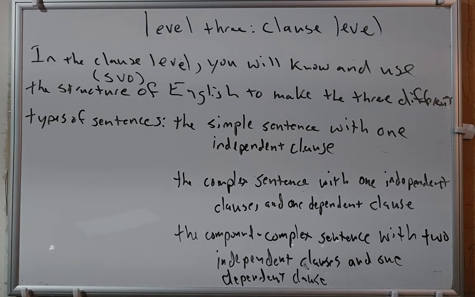Now, not all clauses with SVO are complete sentences. Some of them are, some are not. We will learn the distinction and how to make each one. And finally, the compound complex sentence with 2 independent clauses, compound, and 1 dependent clause, complex.